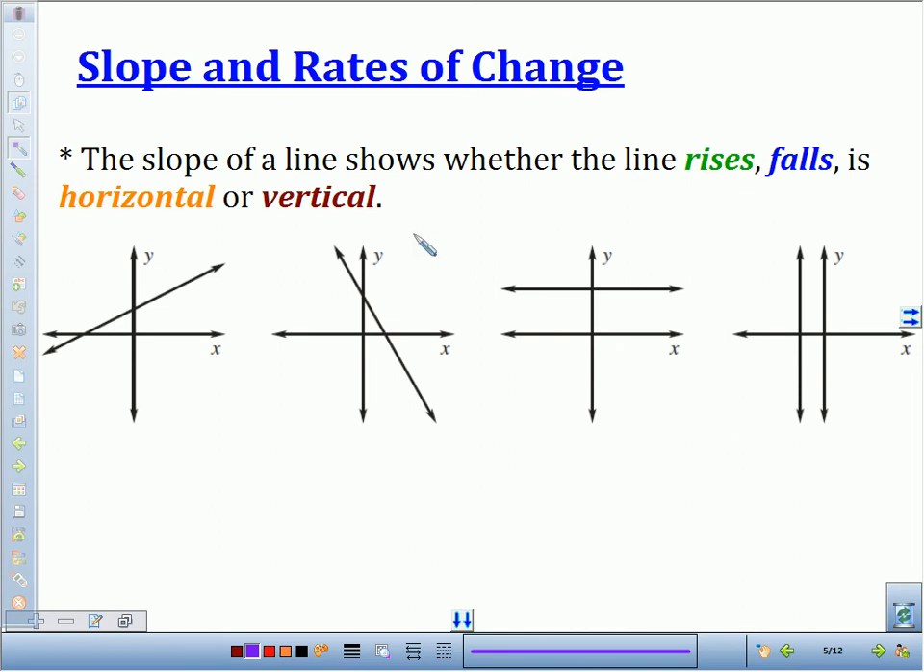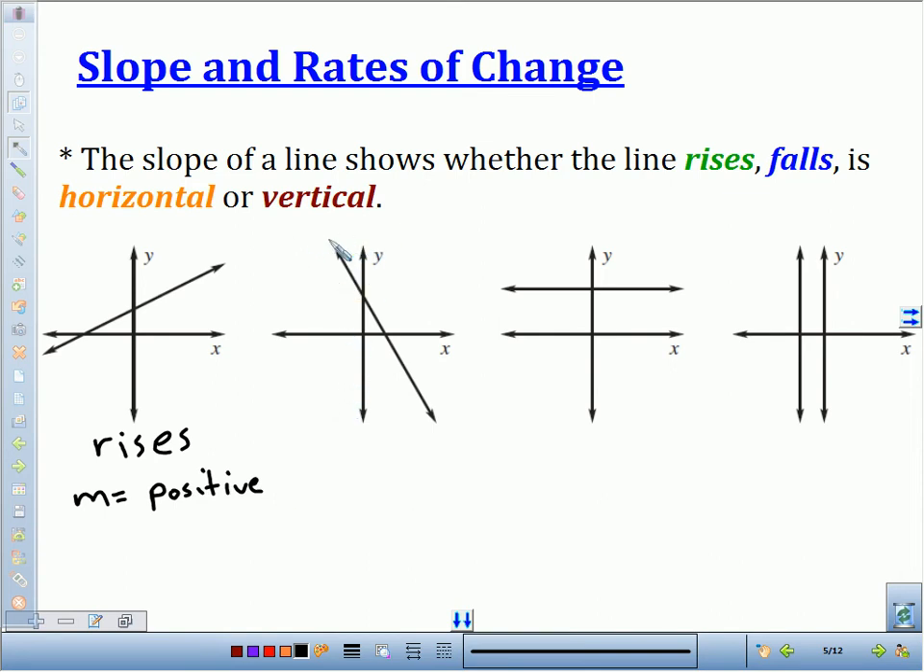Now there are several different types of slopes. A slope can either rise, fall, be horizontal, or vertical. And depending on what type of slope it is, we know some information about the number m. For instance, our first example here, this slope going from left to right rises. So if the slope is rising, that means that m is positive. Whatever number it happens to be, we know it's going to be a positive number.